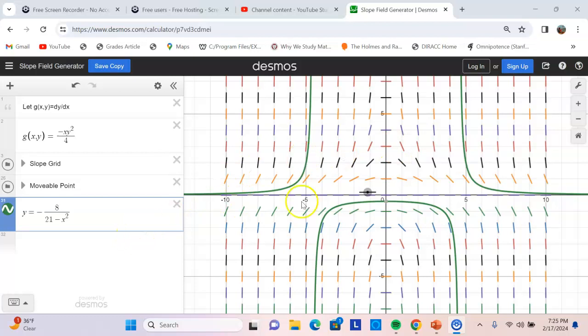I didn't show this on the previous example, but I want to show you really quickly what's actually happening here. So in this case, I graph the slope field negative xy squared over 4. You can see right here. And then the particular solution y equals negative 8 over 21 minus x squared. And you notice it goes through the point 5, 2, if I were to highlight that point right there. Okay, so it goes through the point, and you can see that it follows all the slopes that we want it to follow right here. Okay, so here's our particular solution that we found with this condition.